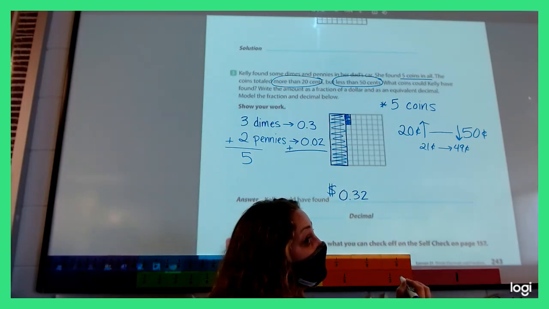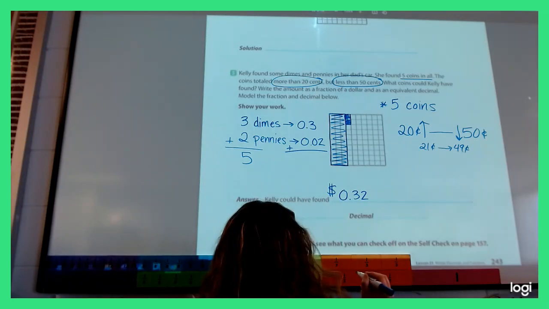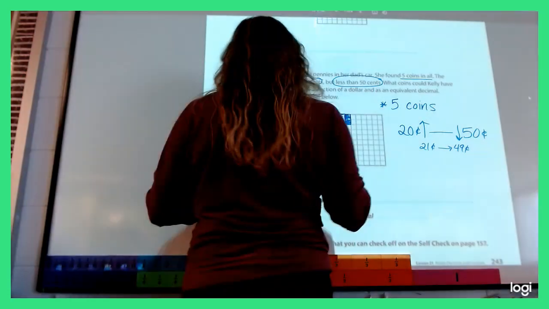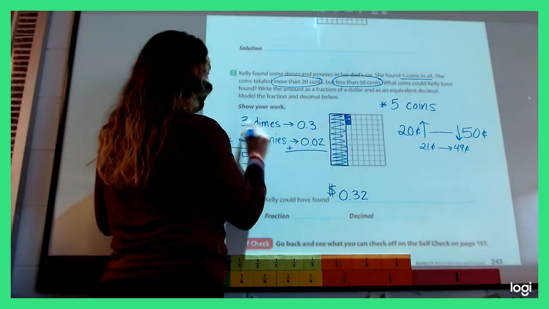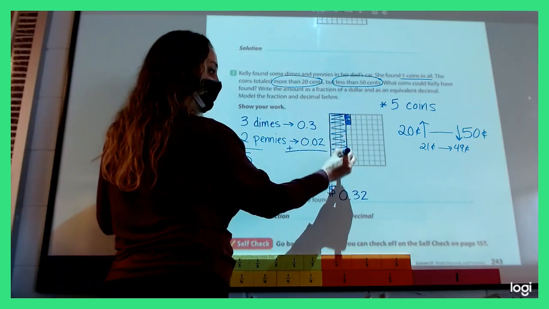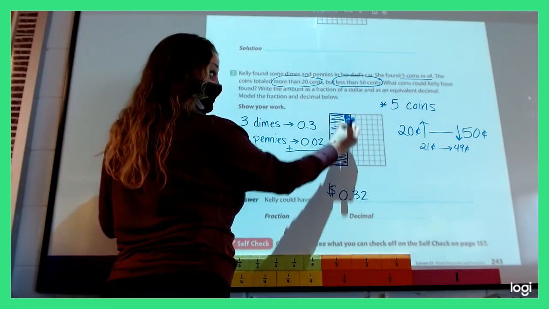Yes? Where it says 2 pennies, how did you get 2 over 100? Because pennies are only 1 cent. Remember, Angie, a dime is 10 cents. So we had 3 dimes. So for each dime, I could do a whole row of 10. Okay? Does that make sense so far?